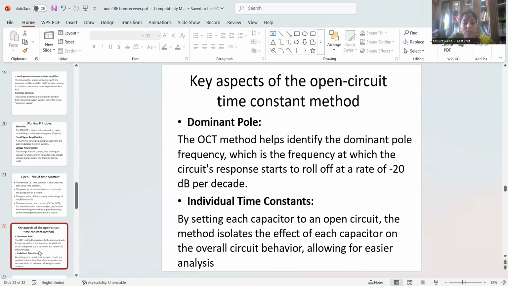Then the individual time constant. The individual time constant simplifies analysis by considering one capacitor at a time. I have already told that tau equals RC. From that, we have to calculate the time constant value, and then find out the resistance value, right? Then it will be very useful.